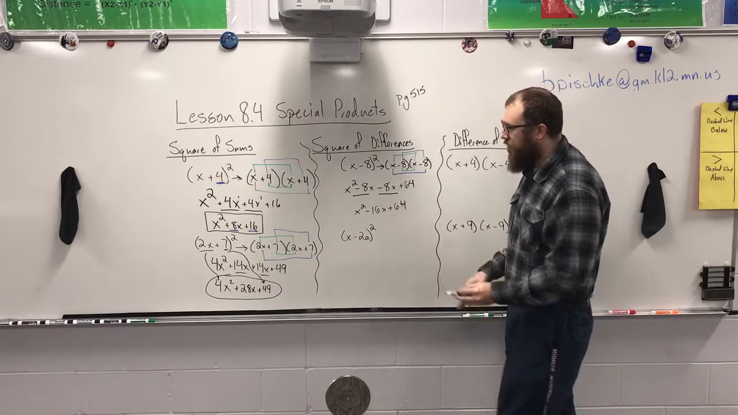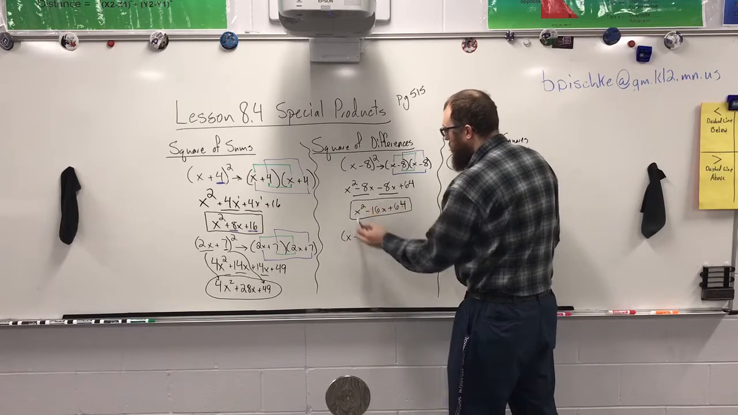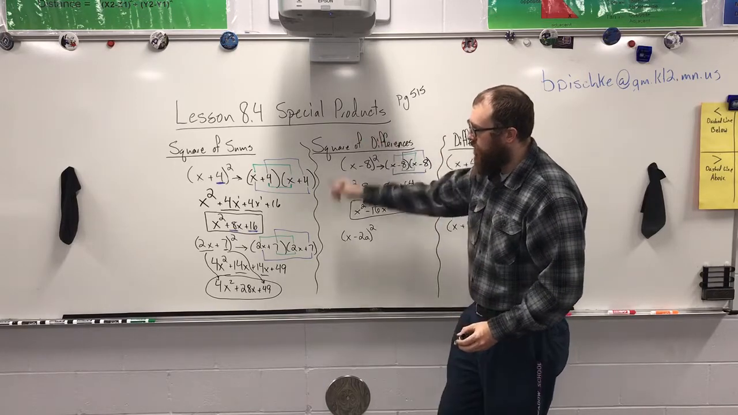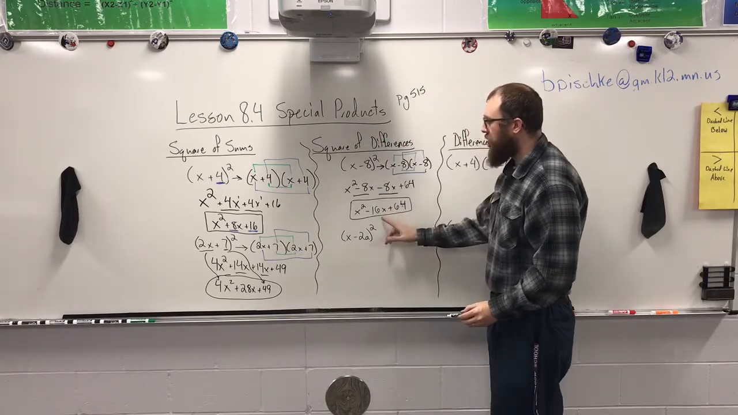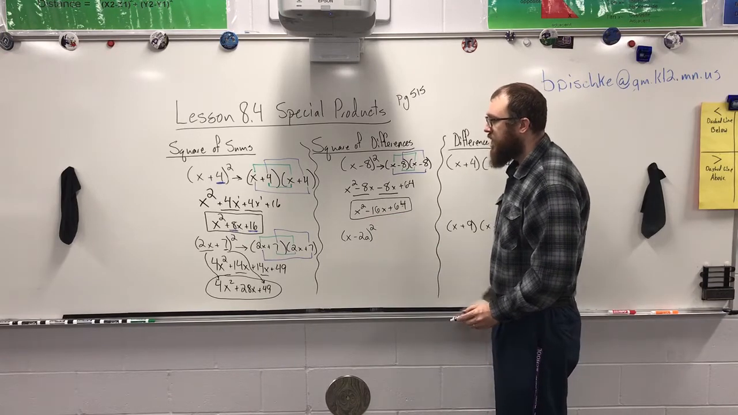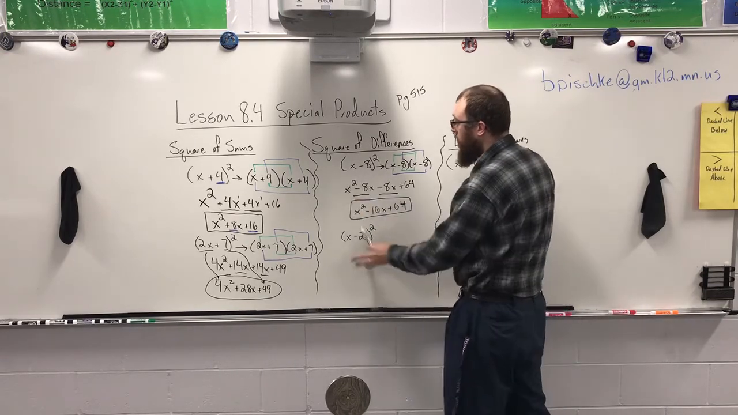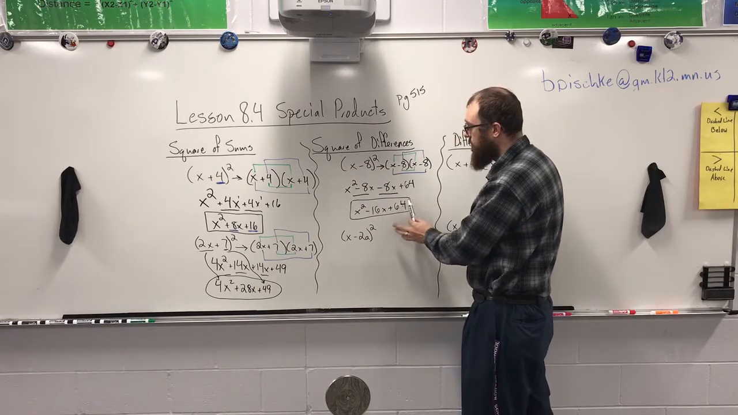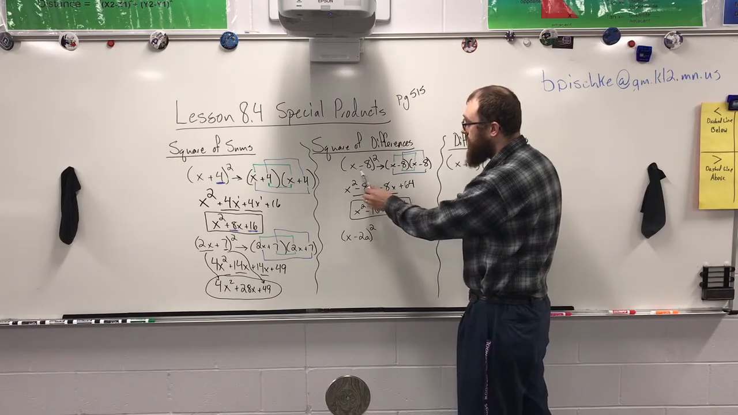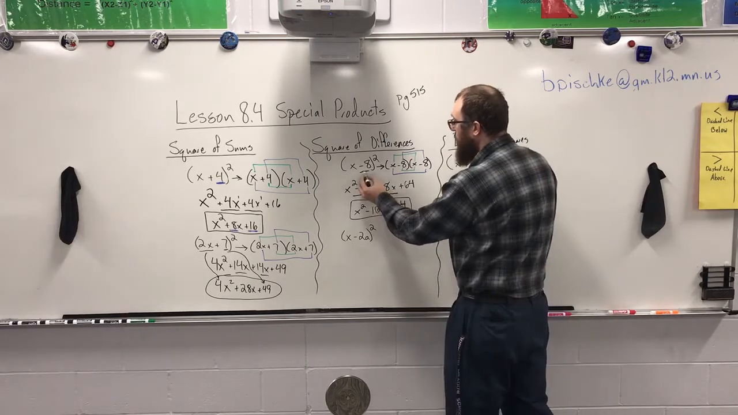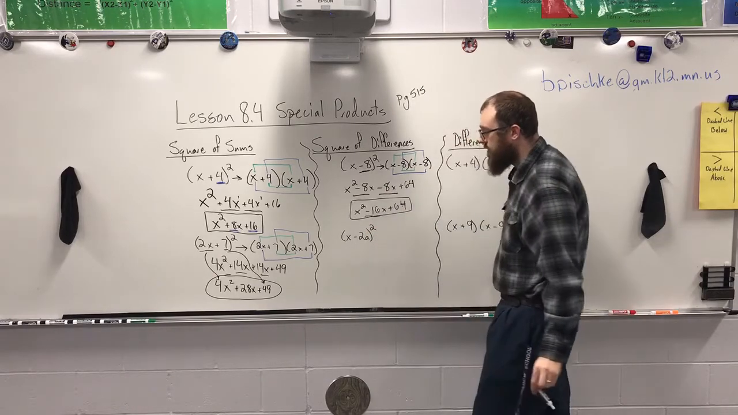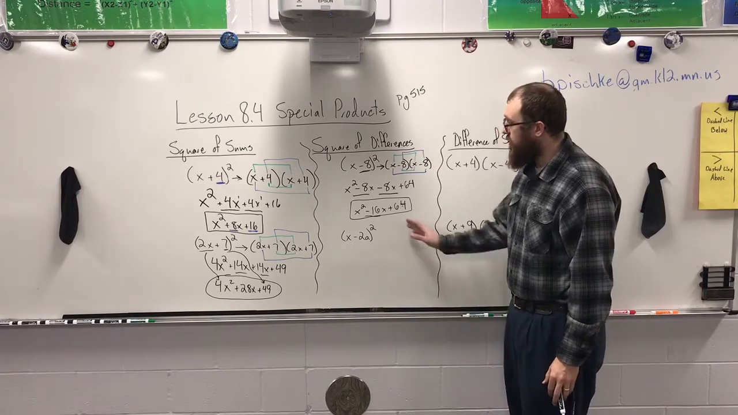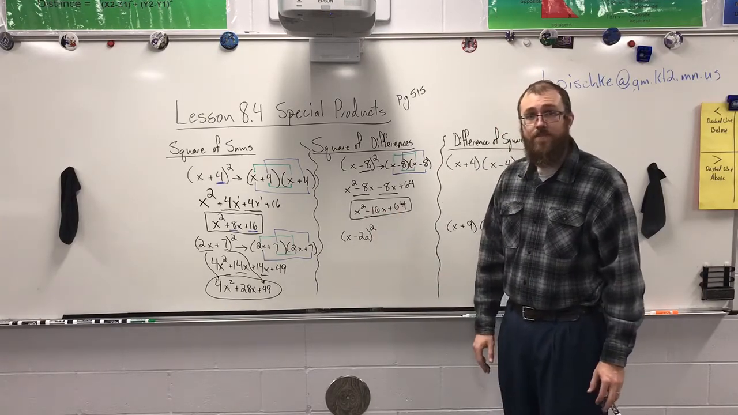You'll notice the only difference in this answer in the square of difference problem versus the square of sums problem is the middle term is now negative. The first and last term are still just the squares of the outside pieces. x squared, negative 8 squared, 64. And the middle term is still double that second number. Negative 8 times 2 is negative 16. The same relationship holds true here. It's just that we have a negative in the middle now.